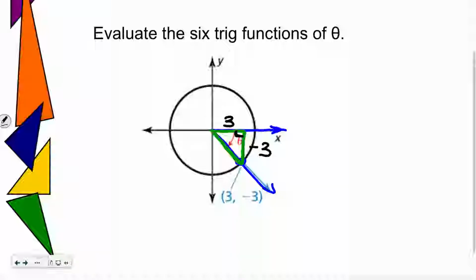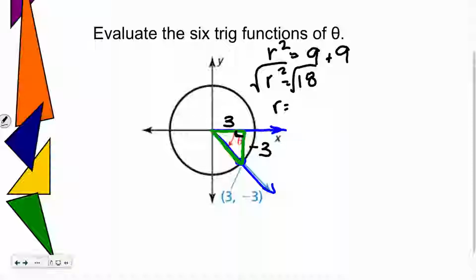Okay, well, if we know the two sides are 3 and -3, what can we find? The hypotenuse, which on the circle represents what? Radius. The radius of the circle. Okay, so I'm going to use r. R squared equals, well, 3 squared is 9, plus -3 squared is also 9. So r squared equals 18. Square root both of those. Are there imperfect square factors of 18? 9 times 2, so we can reduce that to be 3 square root 2.